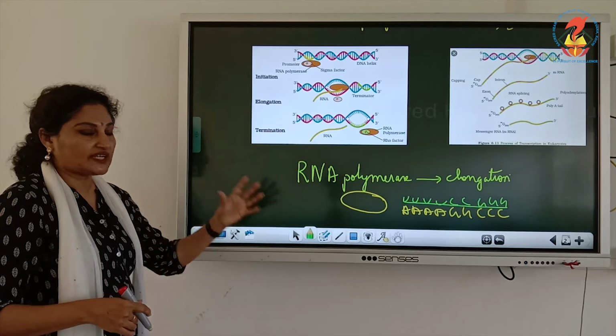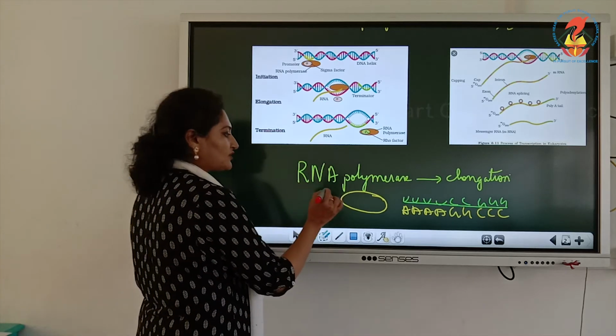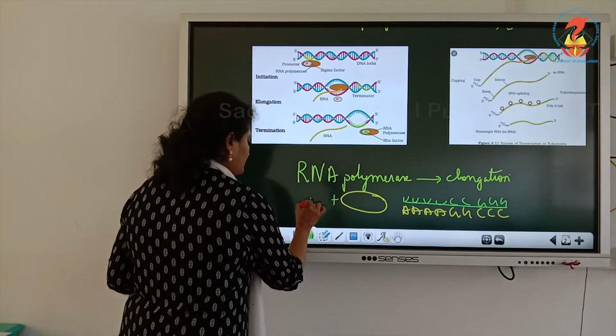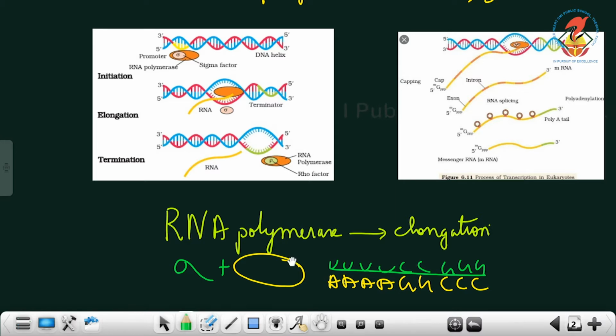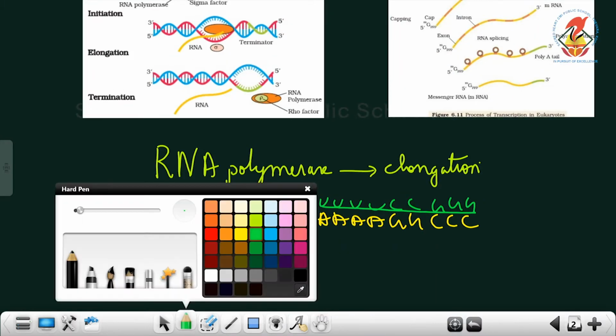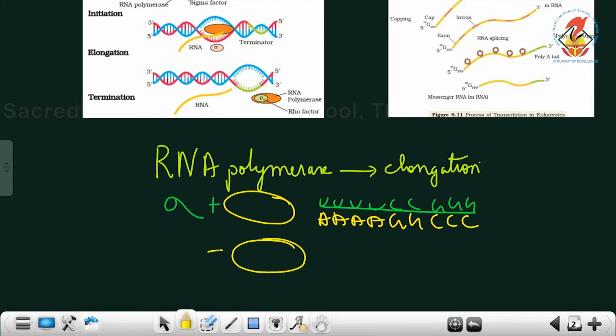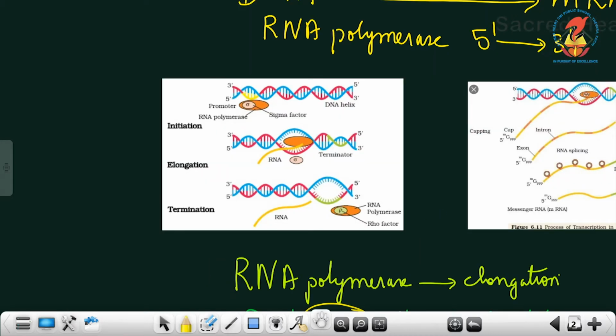For it to initiate, it should bind with a factor called sigma. And for it to terminate this process, this RNA polymerase should bind with another factor called Rho factor. So, RNA polymerase alone only adds nucleotides, only adds base pairs. For it to initiate, it should get associated with a sigma factor, and for this process to get terminated, it should get associated with another factor called the Rho factor. This is depicted in this diagram.